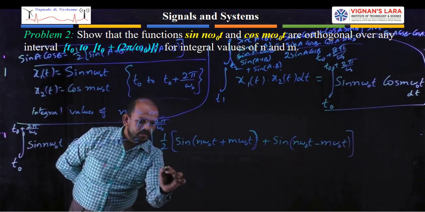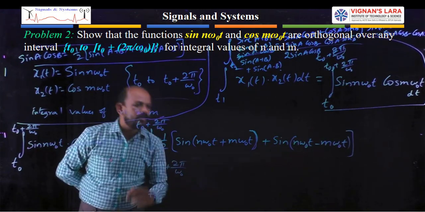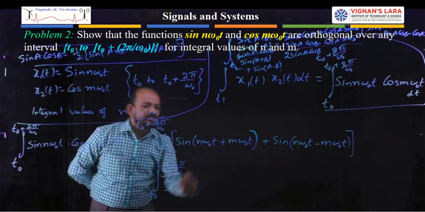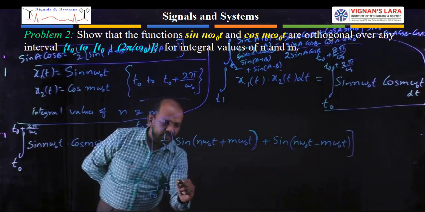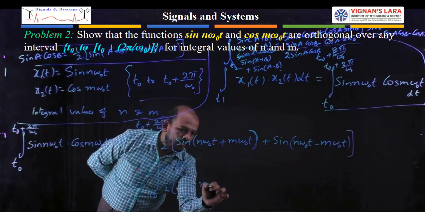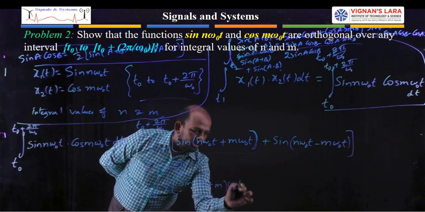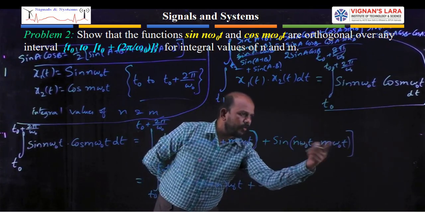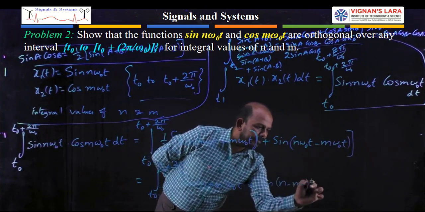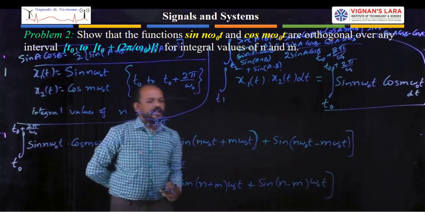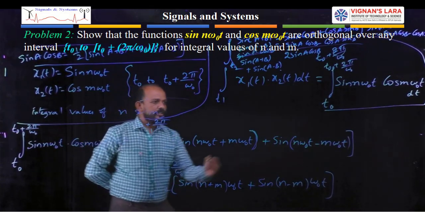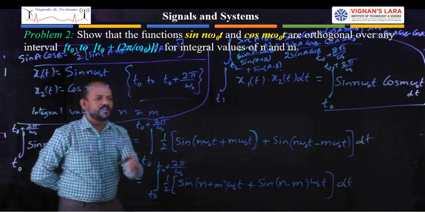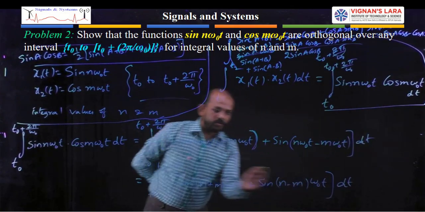From t naught to t naught plus 2 pi by omega naught, 1 by 2 into, in this what can I take common? I can take omega naught t common. So sine of n plus m omega naught t plus sine of n minus m omega naught t dt. Every time you have to write dt. For integration, we have to write dt. Clear? So I have to solve this.